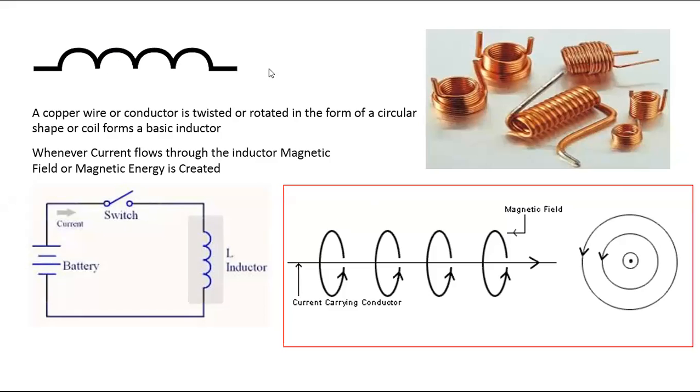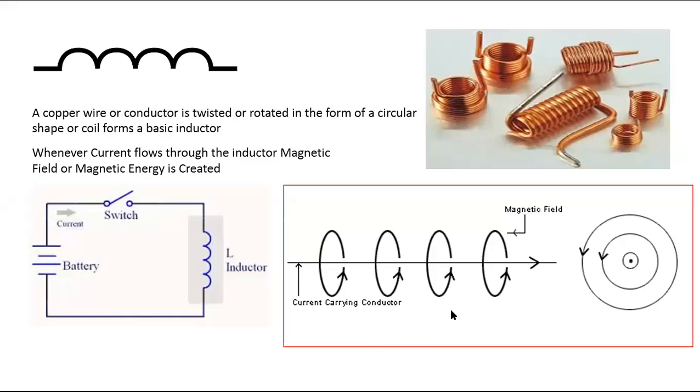So what is an inductor? Now the question, now we are starting our unit. Okay. What is the definition of inductor? Resistor opposes the current. Okay. We know. But what is this inductor means? If you are having a copper wire, when current flows through the copper wire, magnetic energy is created.